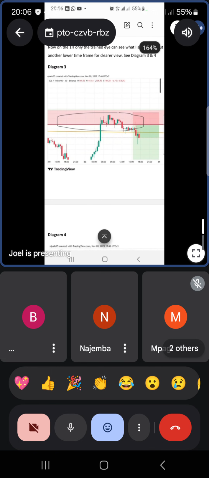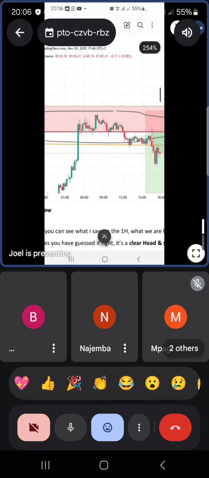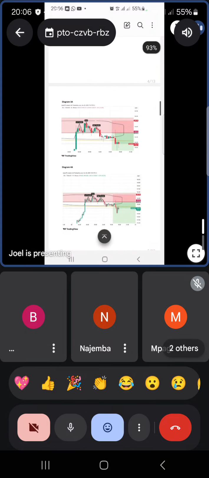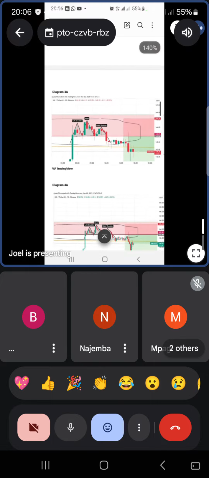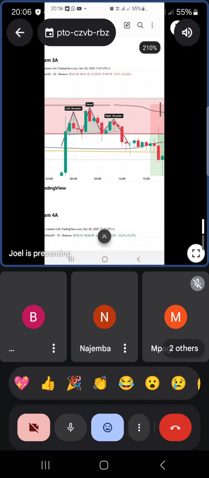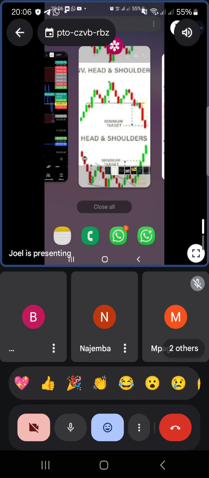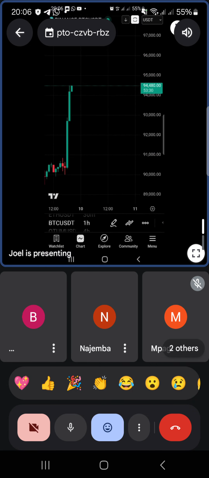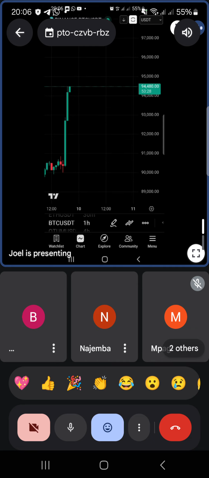I can even go down further to the 15 minute. The 15 minute is also telling me that's a head and shoulders. So how do I trade the head and shoulders pattern? It's very simple. Let me come back here. I'll illustrate something for you.